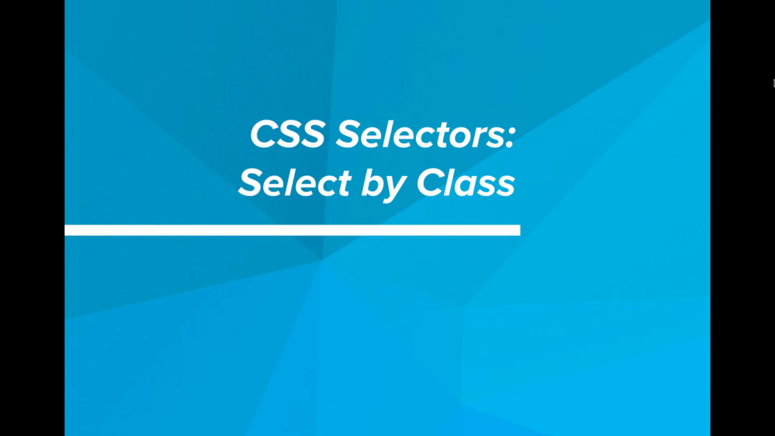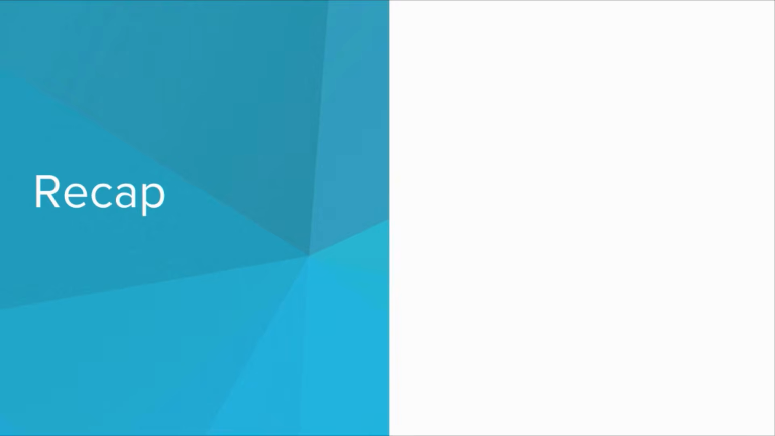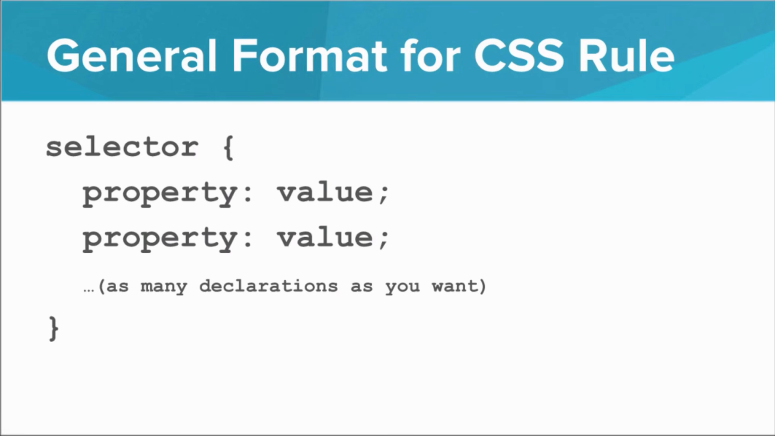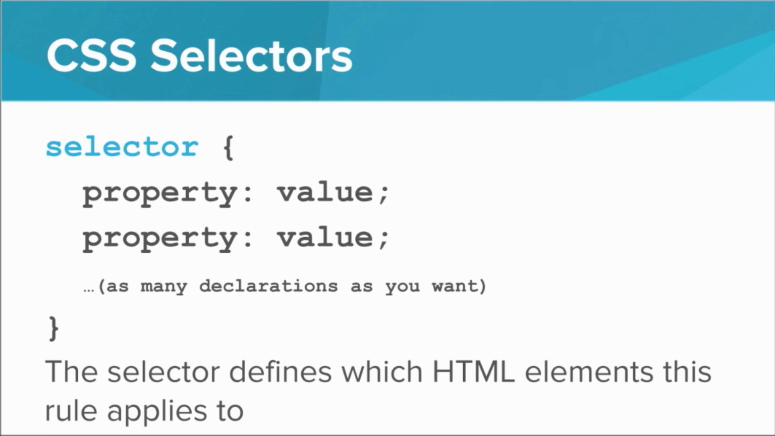Hi. In this video, we'll be learning about selecting by class with CSS. So to recap, we've seen the general format for a CSS rule is selector, followed by curly braces, followed by all the declarations that define the style for that selector. And the selector defines which HTML elements this CSS rule applies to.